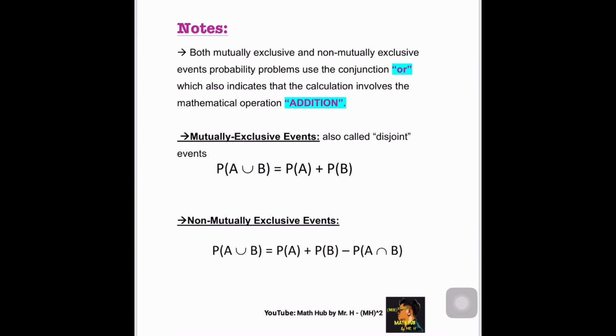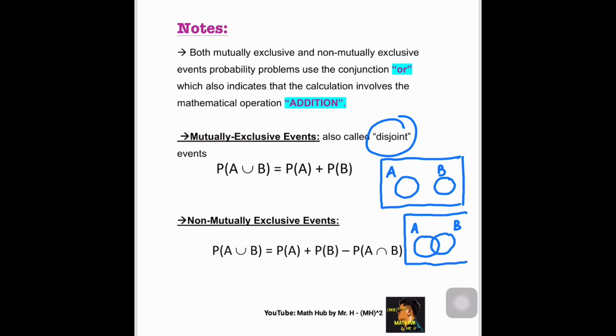Alright, so to represent mutually exclusive events using a Venn diagram, so basically set A and set B, since they are disjoint, definitely they won't overlap. However, for non-mutually exclusive events, there will be an overlapping section. This part right here explains the part of the formula for non-mutually exclusive, which is the intersection of two sets.